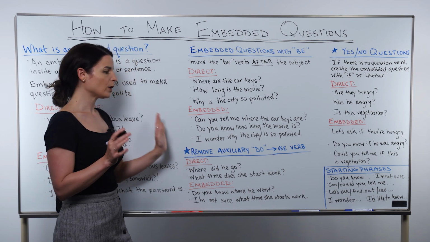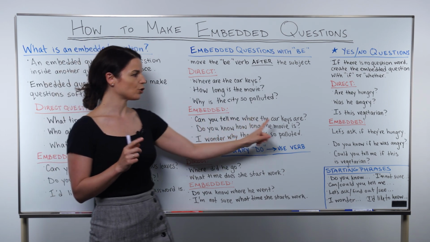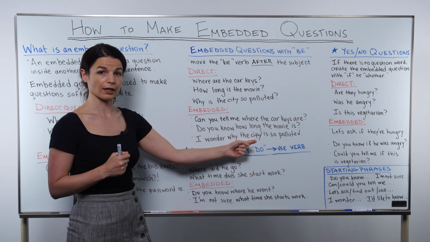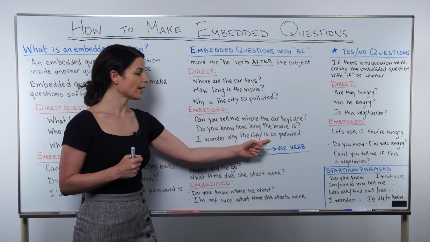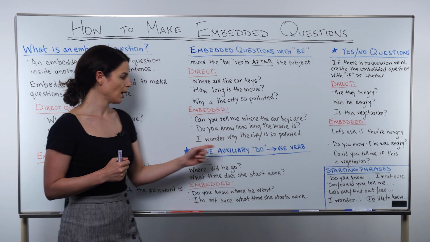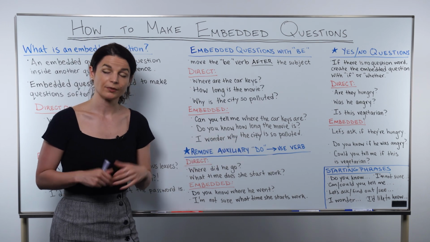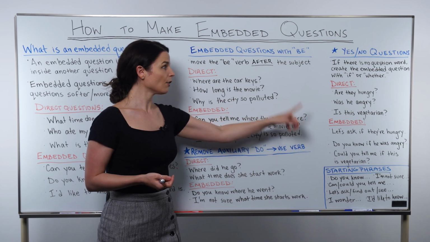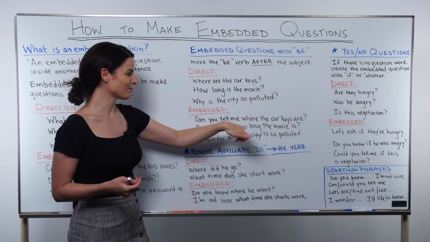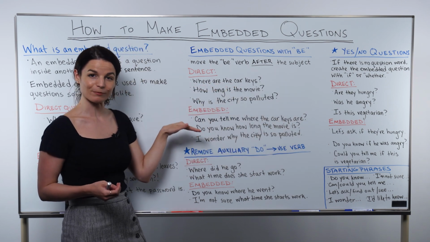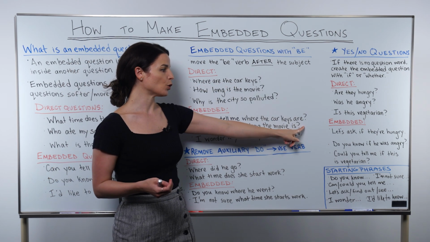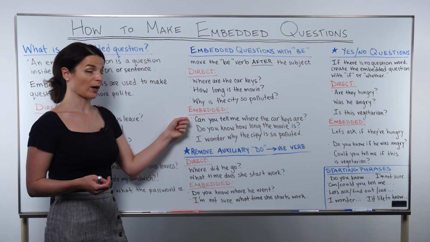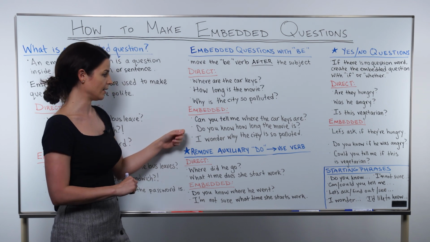So please note, we don't always move the be verb to the end of the sentence. We move it after the subject, like we see here. The city is our subject, so we put it after the subject in this position. I wonder why the city is so polluted. Also, another thing that's important to note is that although these are called embedded questions because there's a question inside something else, we don't always need to use a question mark at the end. In this case and in this case, we're asking a question, right? Can you tell me? And do you know?